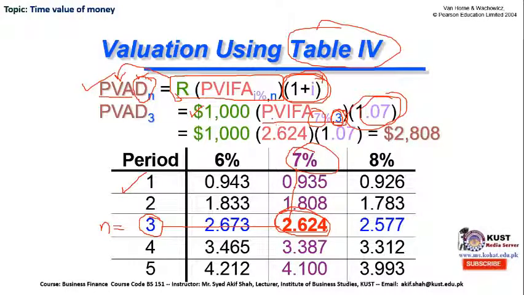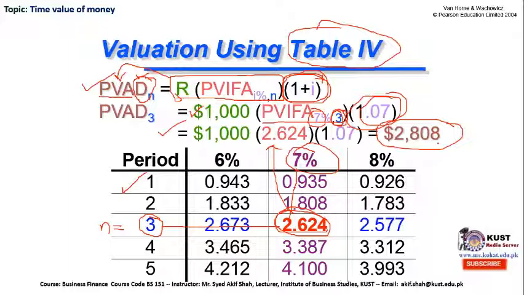It is actually the present value interest factor of annuity. Plug it into the formula, and after simple mathematical calculation, you come up with the answer of 2808. This is the present value of annuity due in our case.